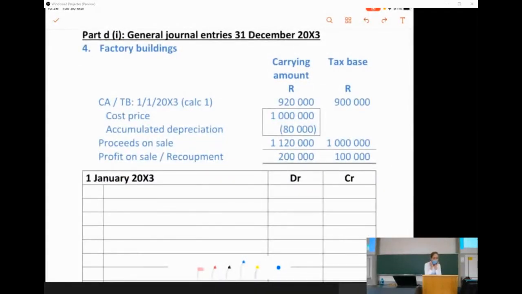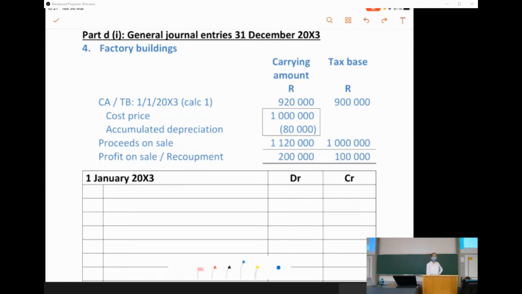The profit before tax for the year ended 31 December X3 amounted to 1.2 million after taking the effect of the land and factory buildings into account. And we again have to do the journal entries and then the extract of the statement of comprehensive income and the tax expense note. So what happens in X3 now?